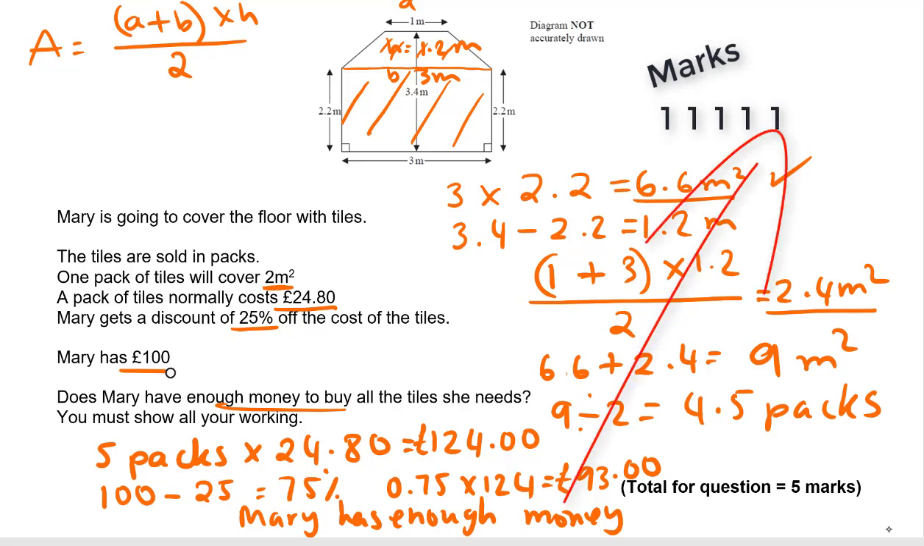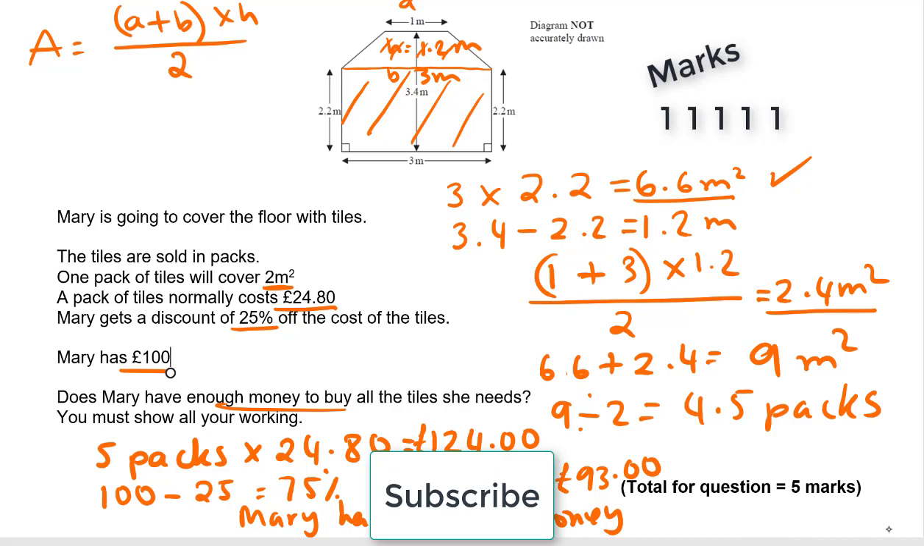So there are several different ways of calculating these questions, especially when it comes to the percentage part. You can do it this way, my way, or if you're comfortable with it, work out just 25% of 124 and then take that away from 124, and that will give you the answer as well.